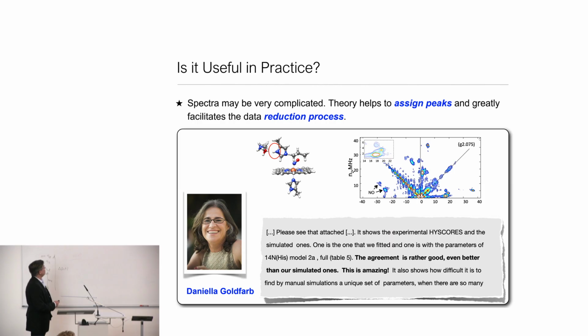One of my friends and collaborators, Daniella Goldfarb, once sent me an email saying, please see attached. It shows the experimental spectrum, the simulated one that we fitted, and the one with the parameters that we've calculated, and the agreement is rather good, even better than our fitted ones.